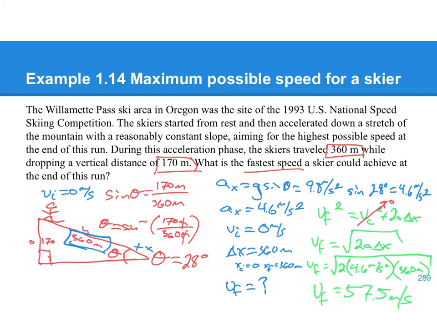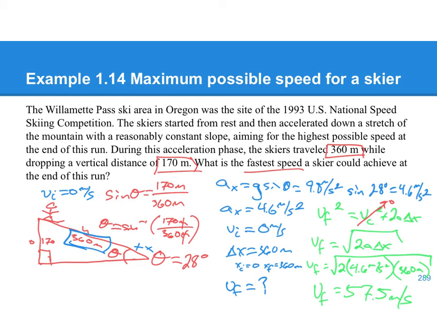57.5 meters per second. Now, if I go to the Google machine and put in 57.5 meters per second to miles per hour, it's roughly 128 miles an hour. Snow does not allow you to accelerate without friction, okay? You're never going to get that. This is a theoretical high speed, so it's a little unreasonable.